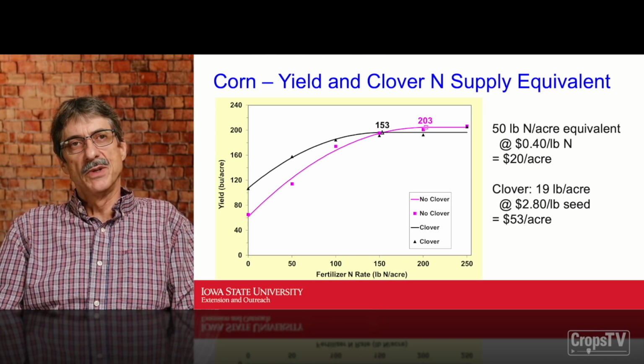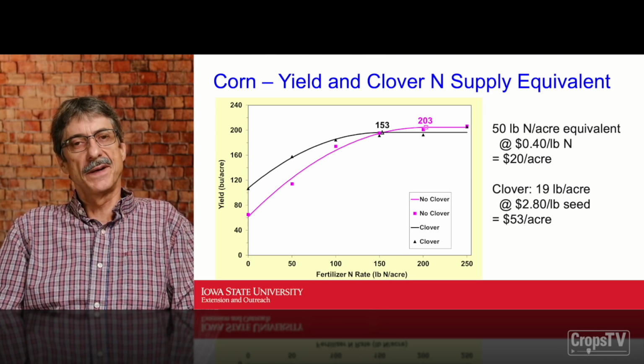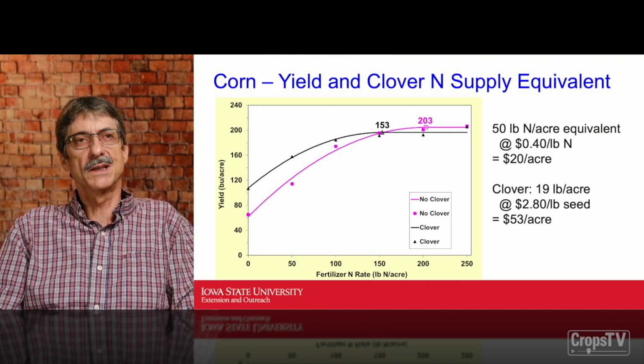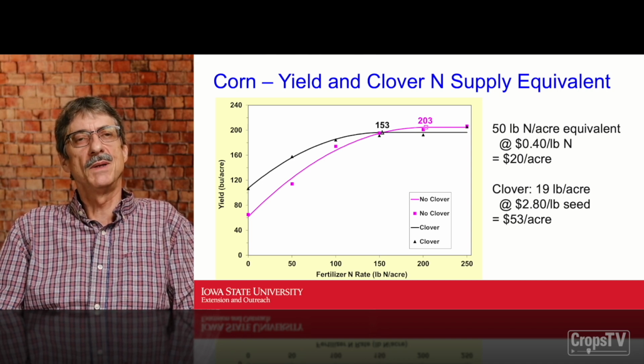We did have some difference between the locations, not a large difference, but the northern side at Kanawha tended to have a little bit lower N supply than the site here at Ames. And again, that would be somewhat expected as we get into warmer springtime conditions and maybe more mineralization out of the clover residue.